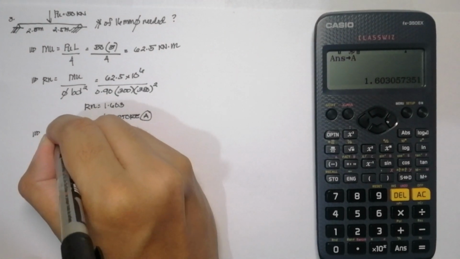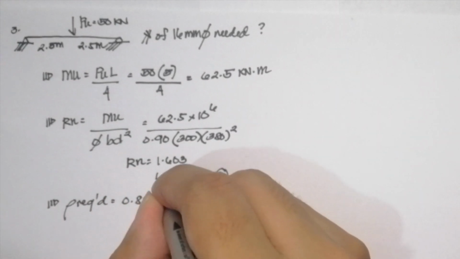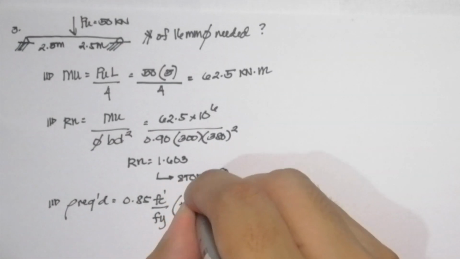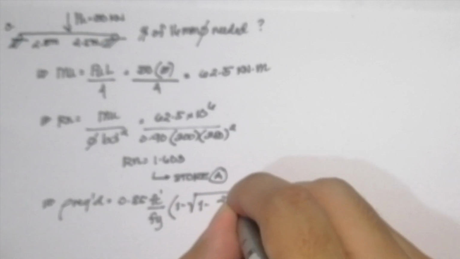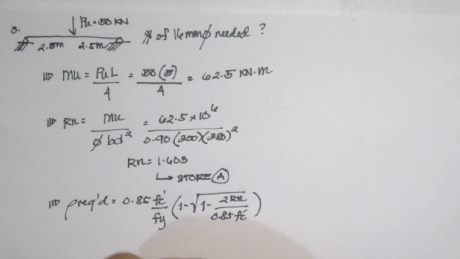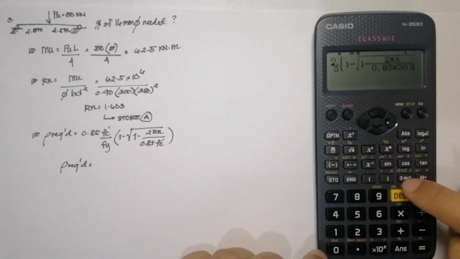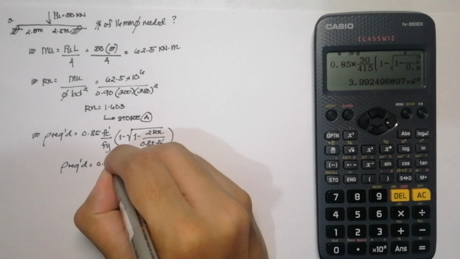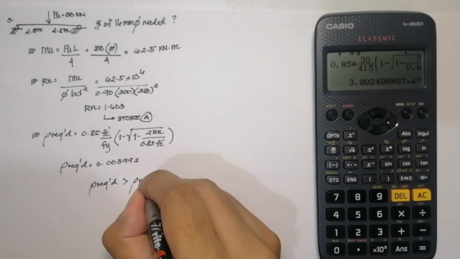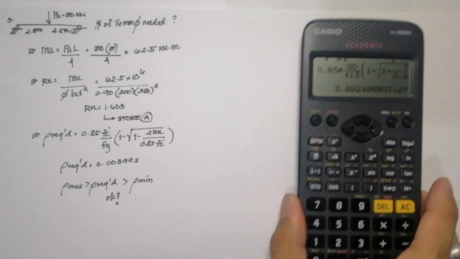So next, solving for the rho required, use again our formula 0.85 fc prime over fy multiplied by 1 minus square root of 1 minus 2Rn over 0.85 fc prime. So let's substitute our values. Our rho required is equal to 0.003992. So now let us compare it again to our limit. Our rho required is obviously greater than the minimum and also it is less than the maximum. So it is within the range of singly reinforced beams.